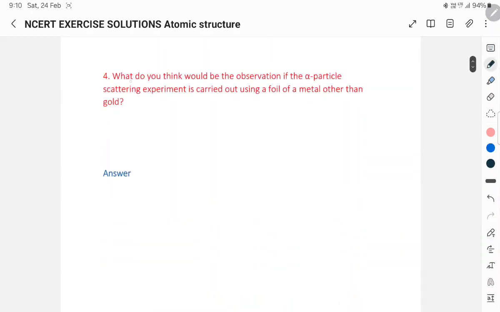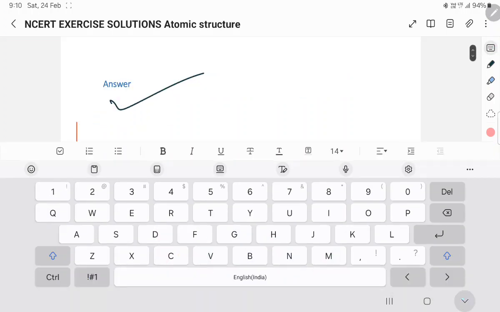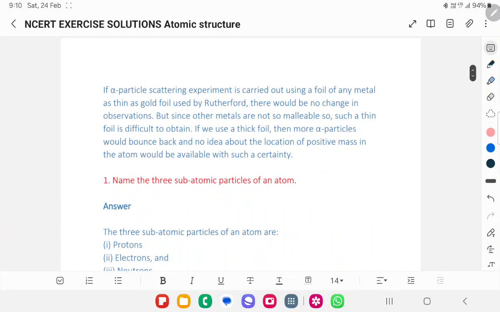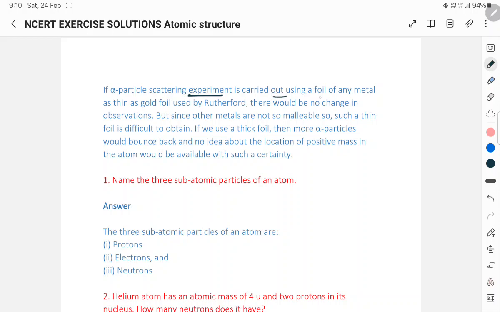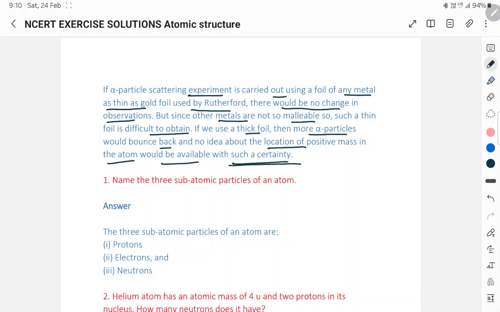Next question is, what do you think would be the observation if the alpha particle scattering experiment is carried out using a foil of metal other than gold? So the answer is, if the alpha particle scattering experiment is carried out using a foil of any metal as thin as the gold foil used by Rutherford, there will be no change in observations. But since other metals are not so malleable, such a thin foil is difficult to obtain. If we use a thick foil, then more alpha particles would bounce back, and no idea about the location of positive mass in the atom would be available with such certainty.